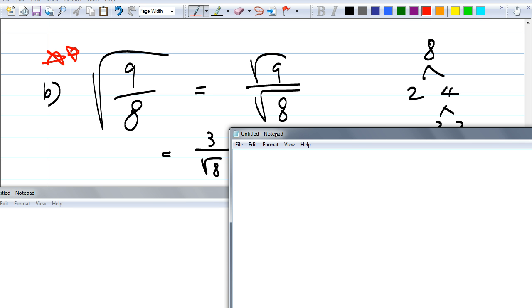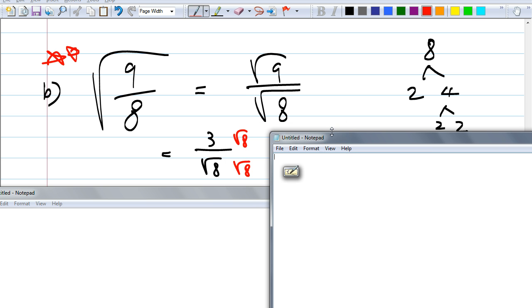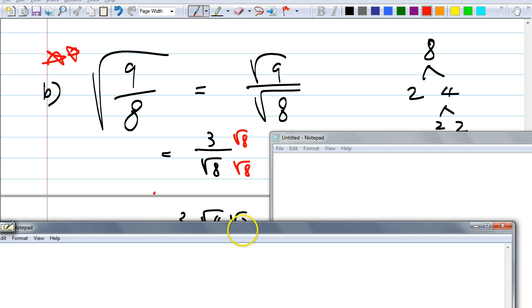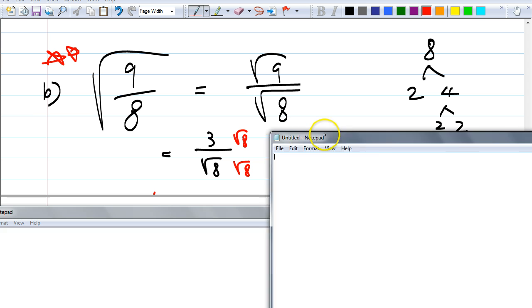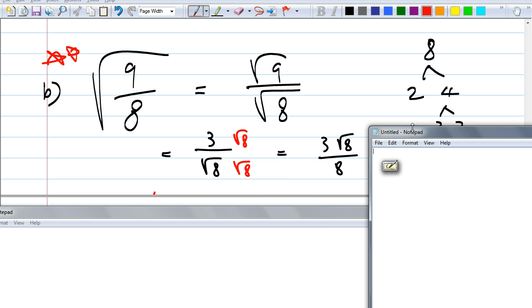Question? Okay, we'll get there in a minute. Okay, so then what do we get, class? Doesn't it become 3 times square root of 8 over 8? We're done, aren't we? No.